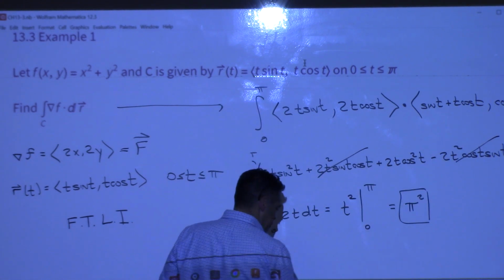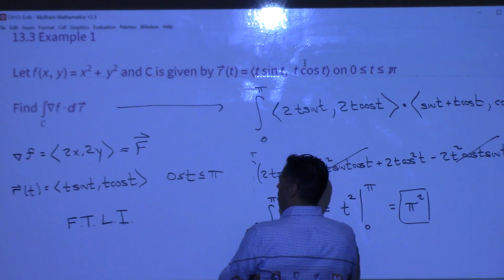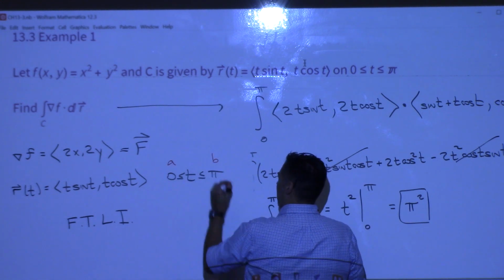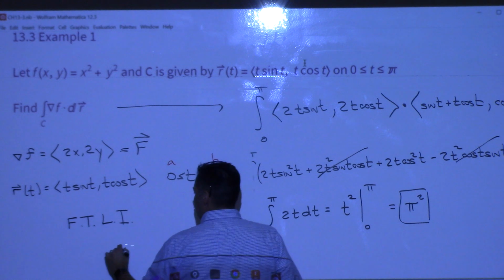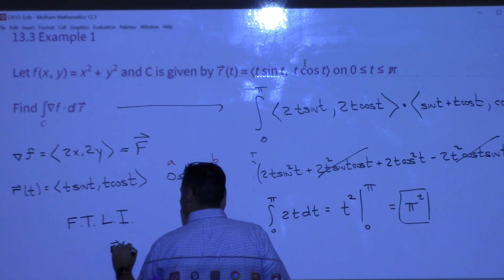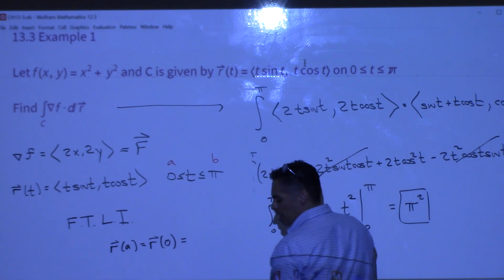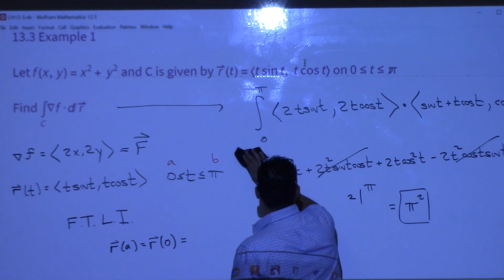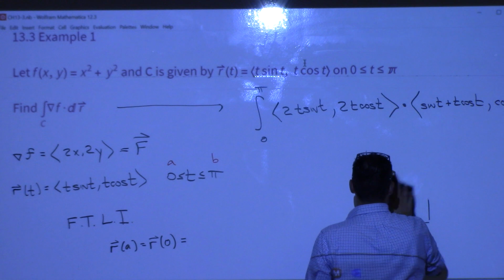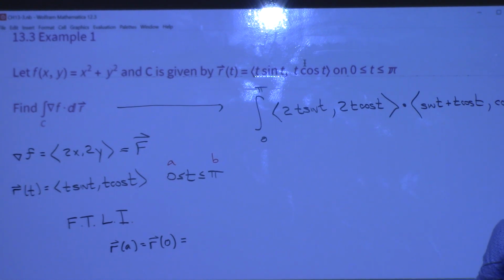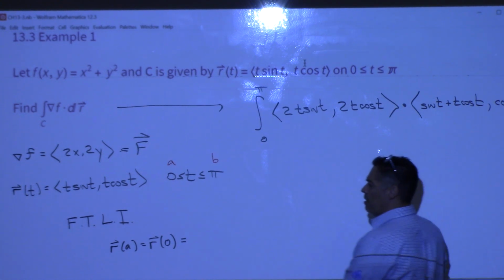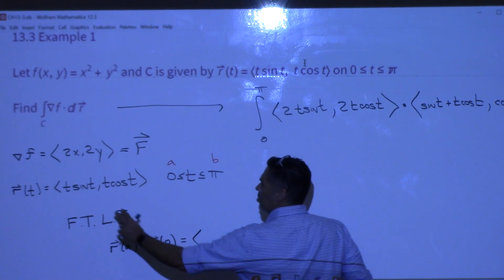What's A for us in this problem? What's A? 0. And what's B? Pi. All right? Let's do these. I'll do them in that order. What's R of A? For us, that's R of 0. What do you get when you plug 0 into our R? Our position, right? Plug that in, and we're going to get a vector, aren't we? 0, 0.